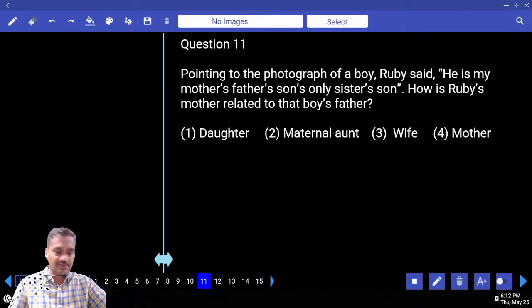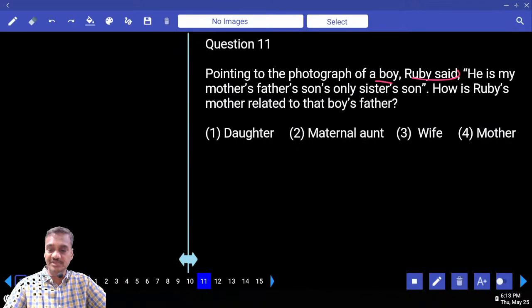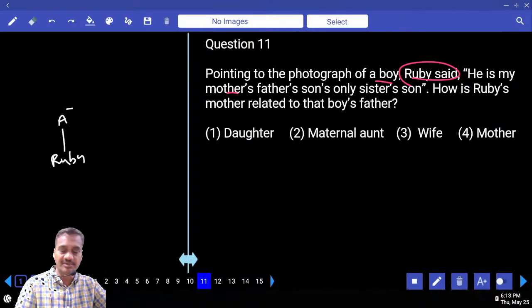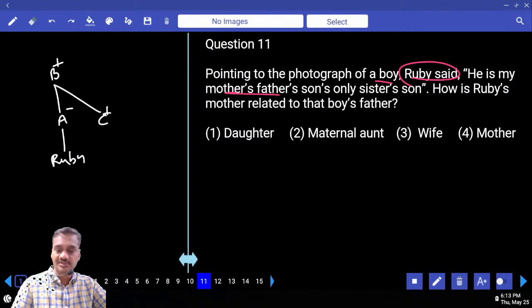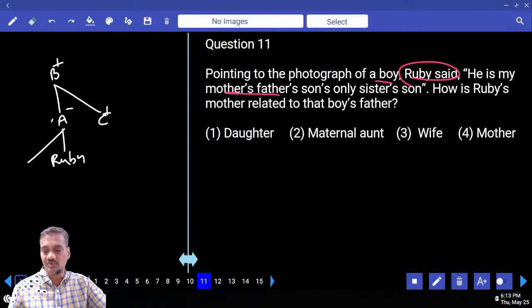The next one, the 11th one. Pointing to the photograph of a boy, Ruby said, who is the speaker here? Ruby. And he is my, he is my means the boy is my mother's. Now Ruby is here. And Ruby's mother is A. My mother's father is B. And my mother's father's son, and father's son is C. Son's only sister. Only sister is A. And A's son. Now A's son, who is that person here? Only sister's son. That is Ruby.